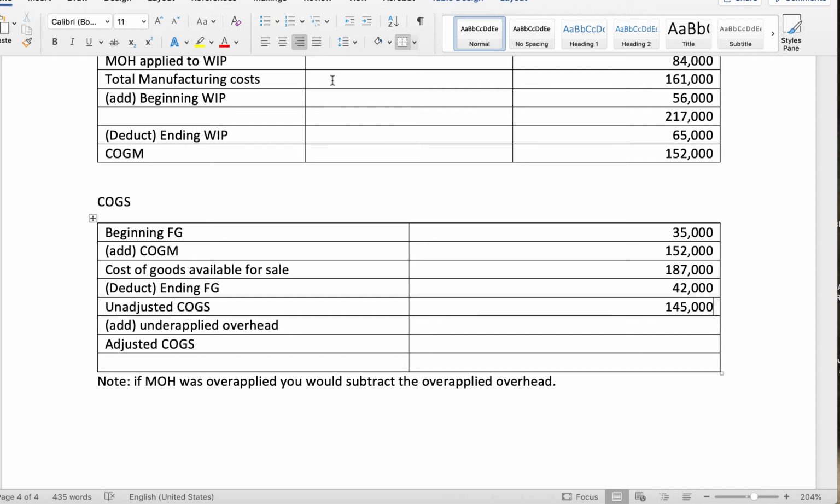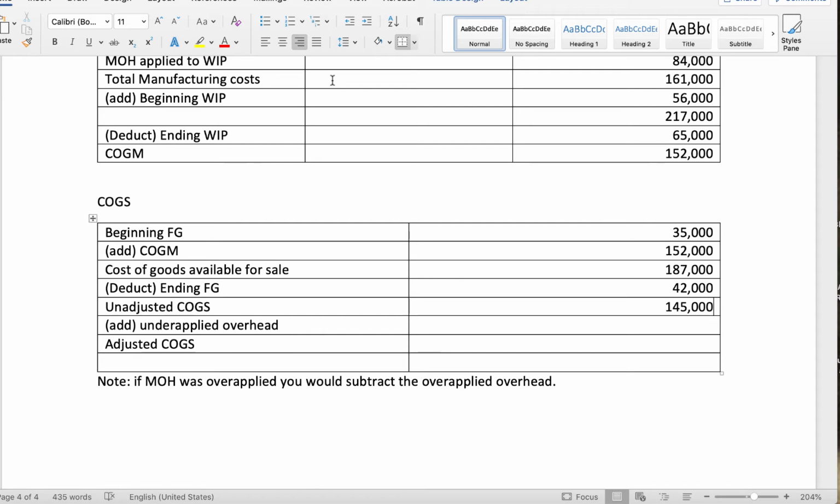Now, in the problem they said, by the way, you underapplied manufacturing overhead. You applied 84,000, but we still have 4,000 outstanding. Meaning the left side of the manufacturing overhead account says 88,000. The applied side says 84,000, right? So we underapplied. We didn't apply enough.